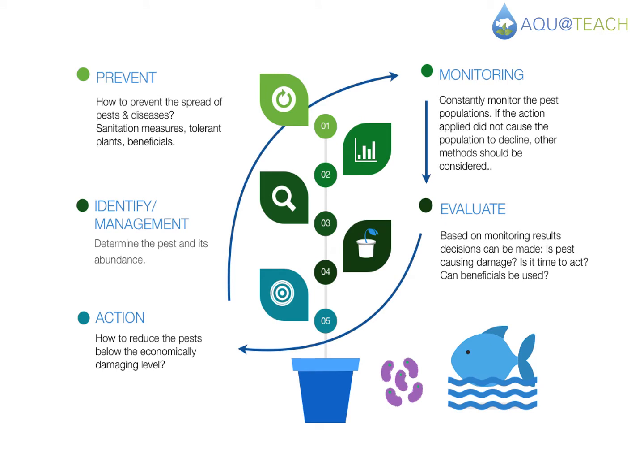There are 5 stages in an IPM program. First, prevention. This includes keeping the cultivation area clean, using beneficial insects, and growing pest and disease-tolerant plants. Second, monitoring. You need to constantly monitor your plants so that appropriate measures can be taken in a timely fashion. Third, identify the pest or disease. Fourth, evaluate the gravity of the situation. And finally, decide what action to take on the basis of your evaluation.